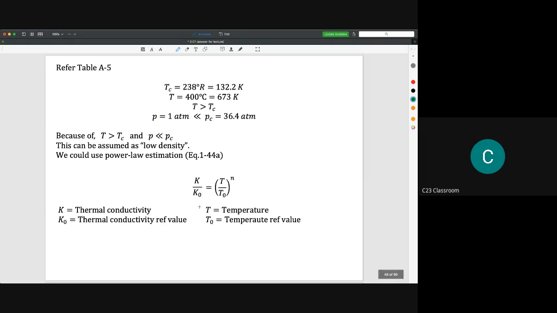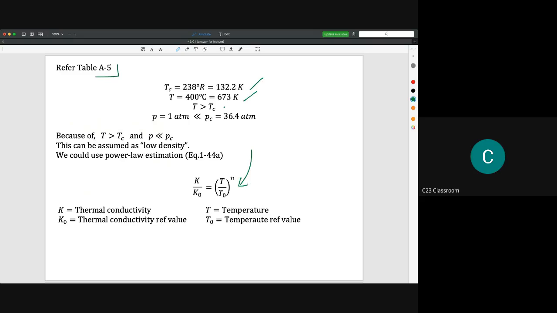Okay, so maybe you could refer to table A5. The critical temperature TC is actually 238. The temperature from the question is 400 degrees Celsius. You convert it into Kelvin. So you find that T, according to the condition, is larger than the critical condition. So we could calculate this one by using this equation.